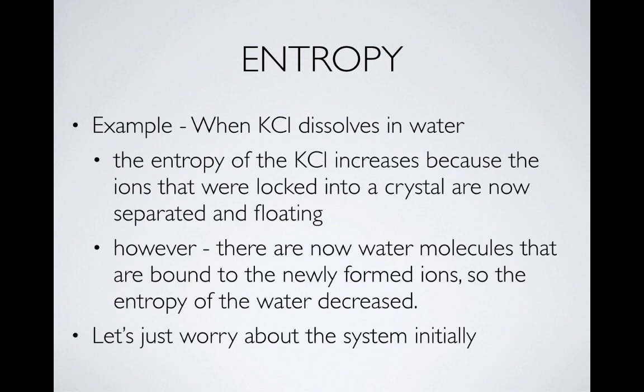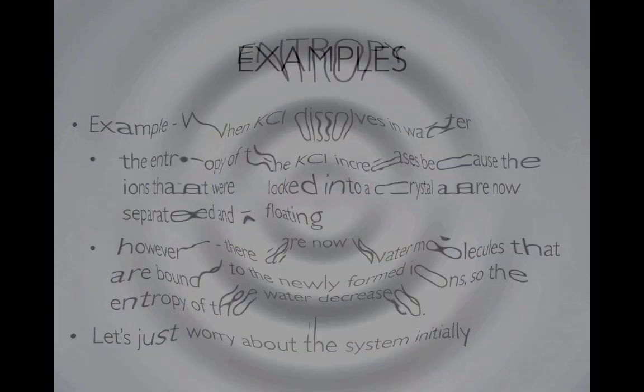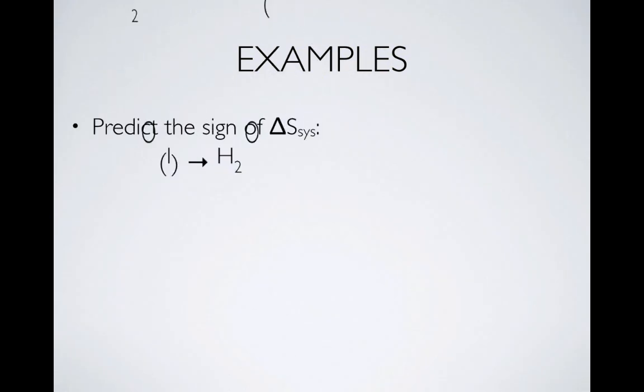So let's take a look at some examples and see what we would determine the entropy would be. We want to predict the sign of the change in entropy in the system going from reactants to products. In the first example here, we've got liquid water turning to water gas. We would predict the sign of the entropy change to be positive because the system becomes more disordered in going from a liquid to a gas. A gas has a lot more disorder than a liquid. The molecules are completely separated from each other, moving much faster, moving completely independently. So delta S here would be positive.